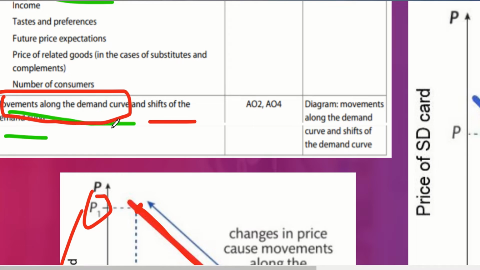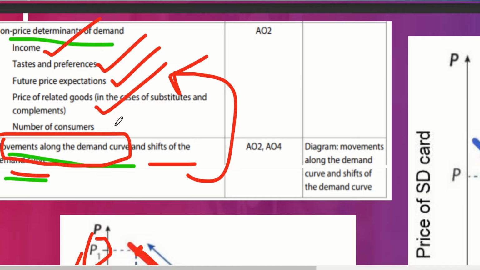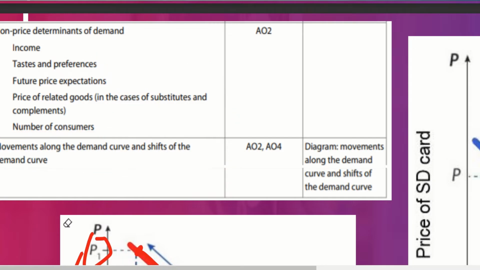And shift of the demand curve will take place because of the changes in the non-price determinants. So here the non-price determinants are: one is income, second is taste and preferences, third is future price expectation, fourth is price of related goods, and fifth is number of consumers. So these are said to be non-price factors.